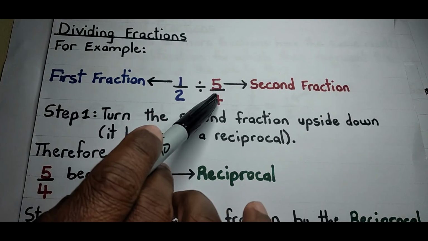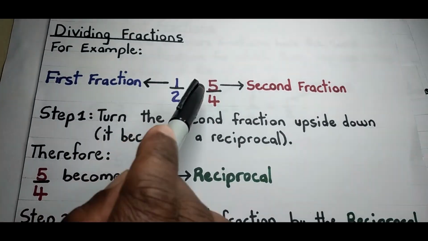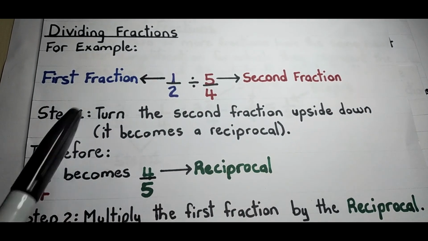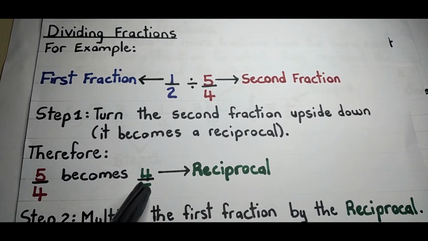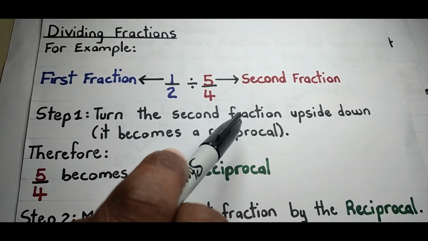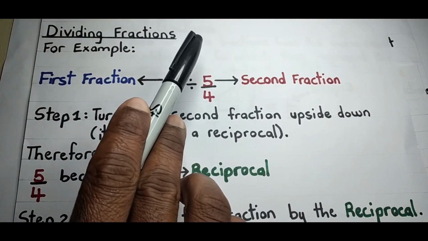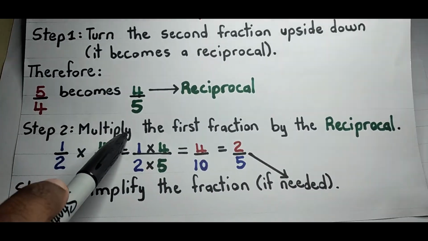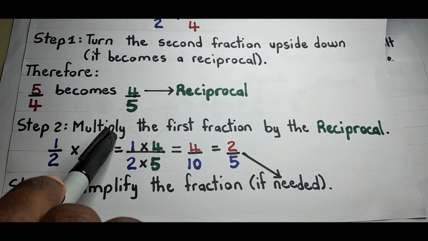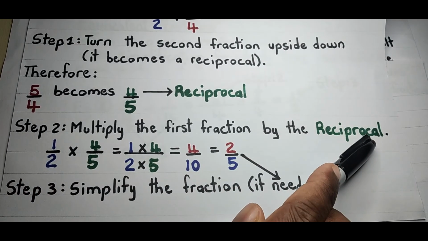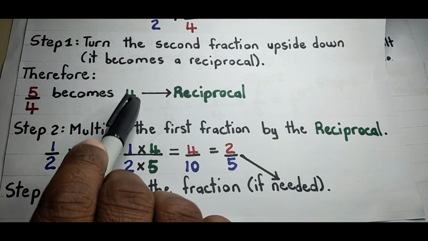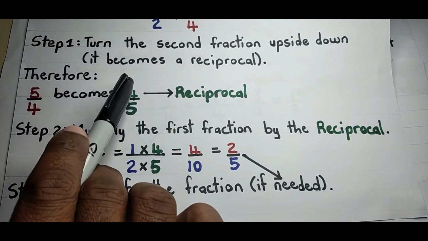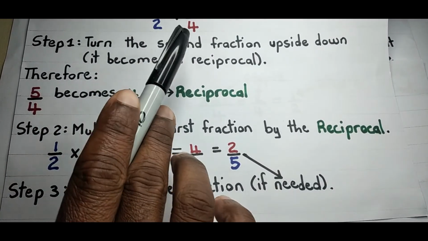So we'll flip the second fraction. 5 over 4 becomes 4 over 5, which is the reciprocal. And remember, we are reciprocating the second fraction. That's very important, not the first one, the second fraction. Now step 2: we multiply the first fraction by the reciprocal. The reciprocal we got, 5 over 4 becomes 4 over 5, is the reciprocal of the second fraction.